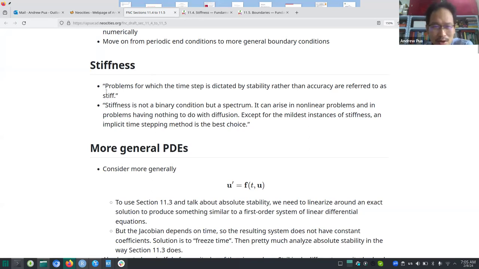So roughly, whenever you see the word stiffness, the idea is that you have differential equations where the time steps are dictated by stability rather than accuracy. And the fact is that stiffness is more of a spectrum, and it can arise in nonlinear problems. And at the end of the day, the main practical recommendation is to use an implicit time stepping method instead.